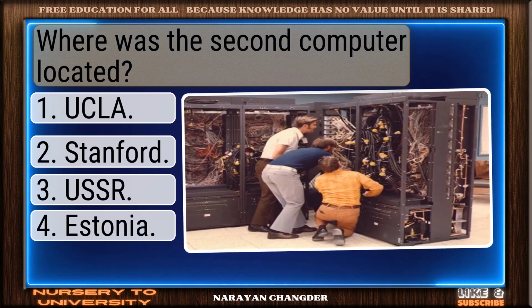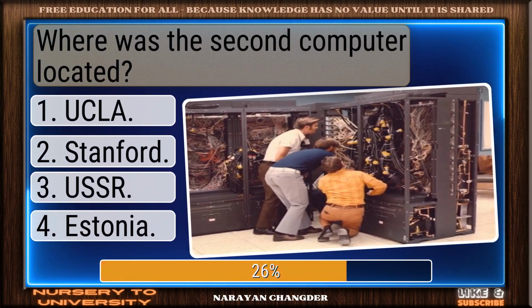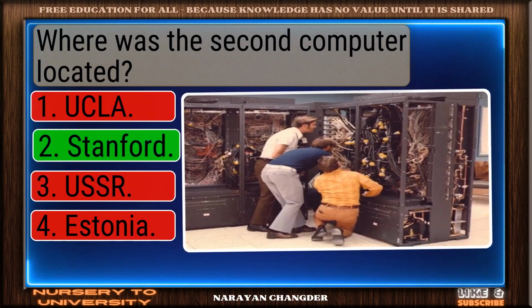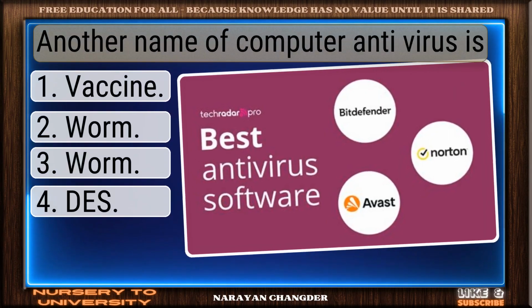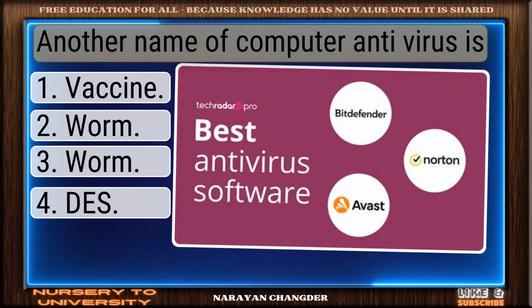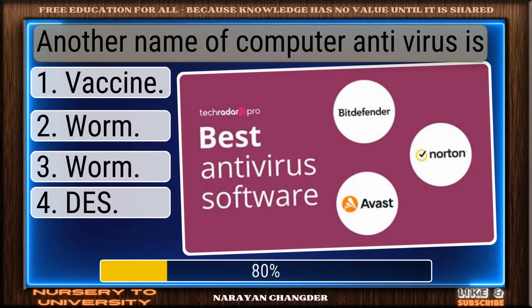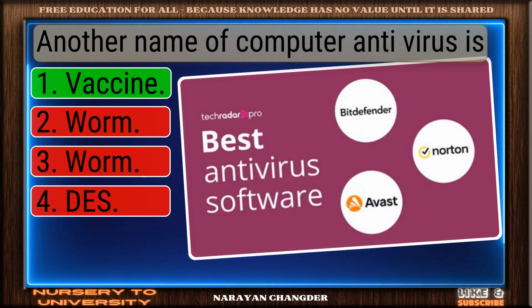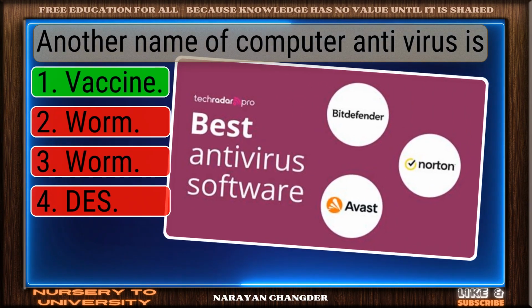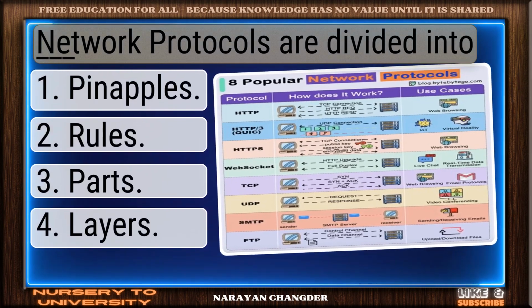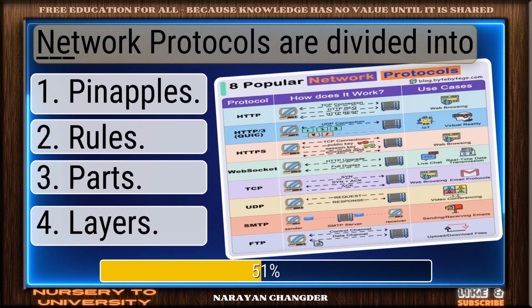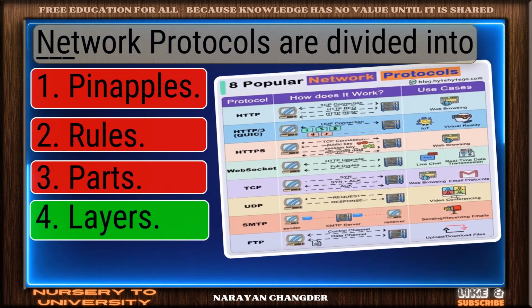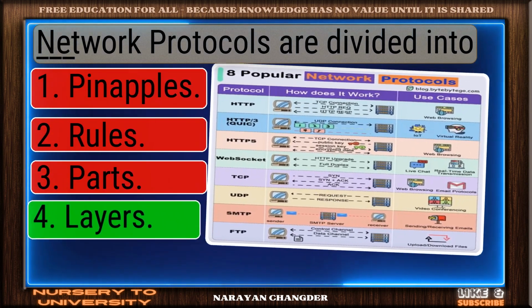Where was the second computer located? Sharp thinking. Stanford is right. Another name of computer antivirus is... Correct response. Vaccine is accurate. Network protocols are divided into dash. Well reasoned. Layers is correct.